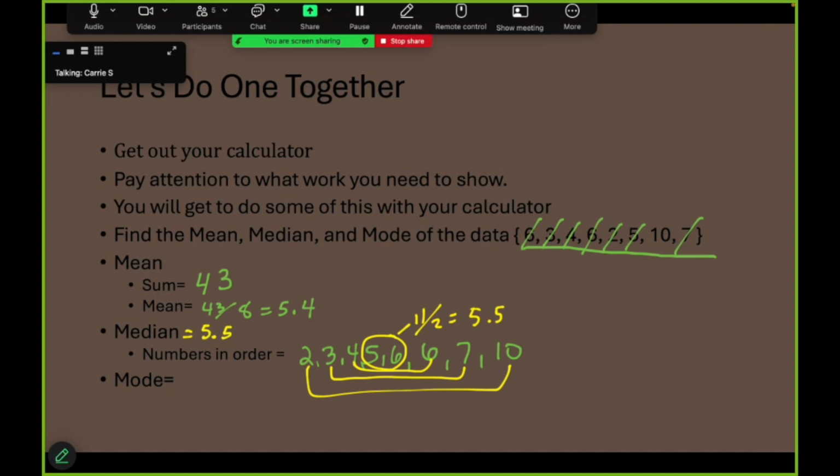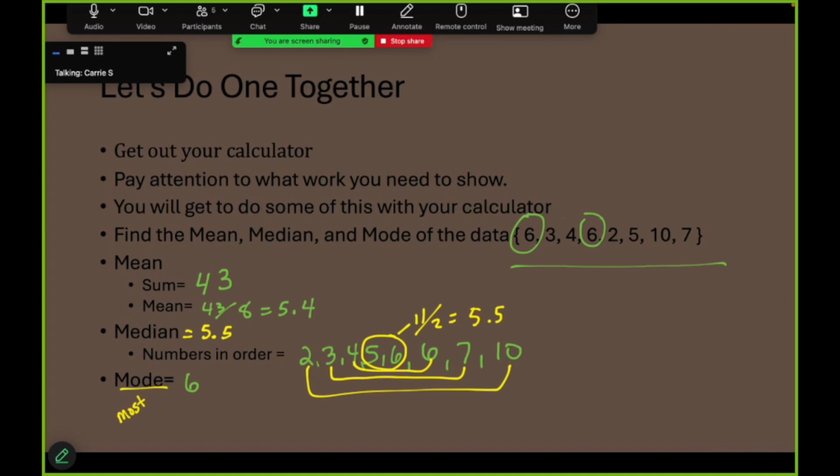I want to stop and pause here. The mode rhymes with the word most. So we look in that data and we say 6 because it has 2 6s in it. Yes. You look and see which one is listed most often. There's 2 6s. Every other one only has one of them. So the mode is 6.